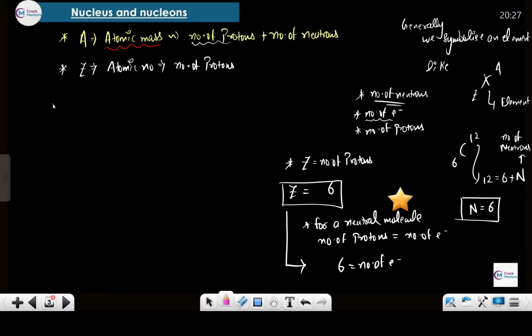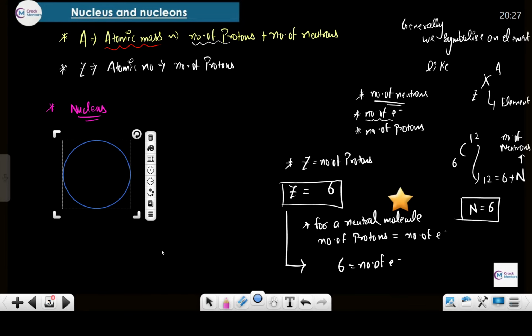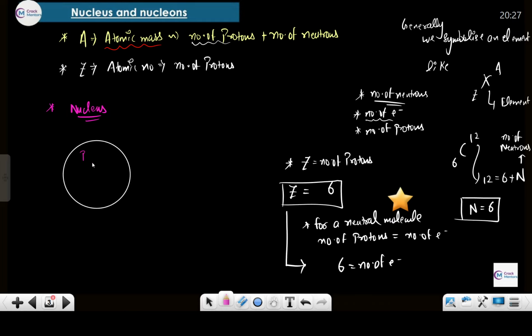Now we have a terminology called nucleus. Nucleus is basically a structure like a spherical shell in which there are protons, and there are neutrons present in it.